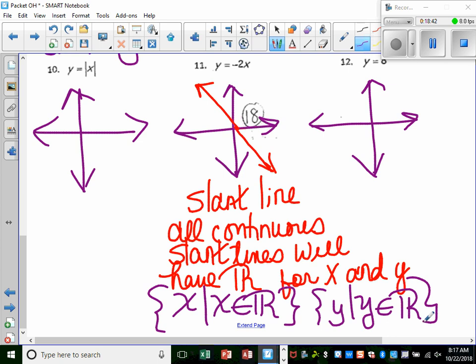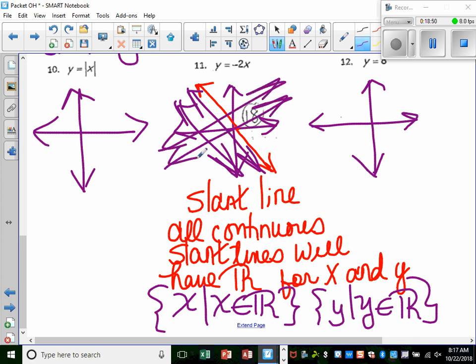So that means I don't care where the line is slanting, all slant lines going this way or this way. And you might want to draw some more slant lines, because for every single slant line, you're going to have all reals for both. You won't even have to think about it. If you see the line is slanted, automatically it's all reals for both.